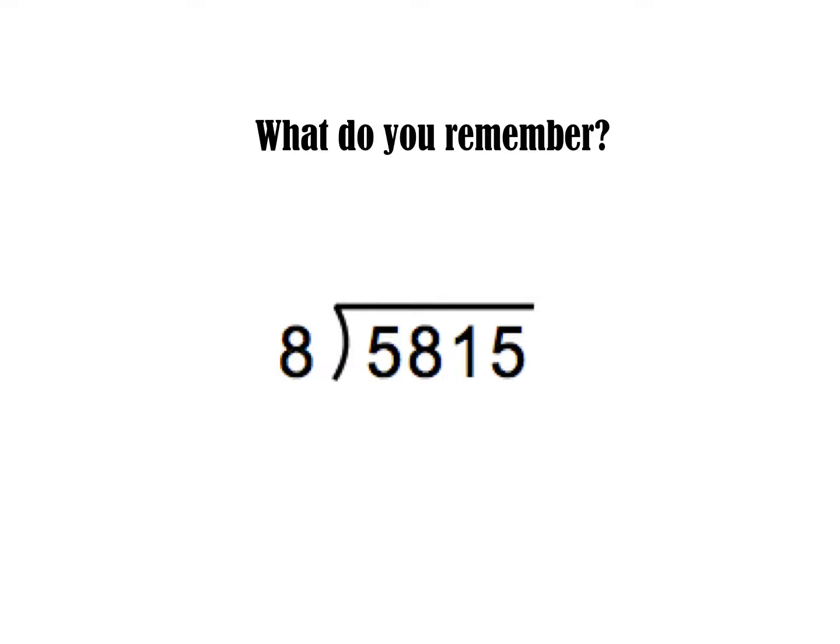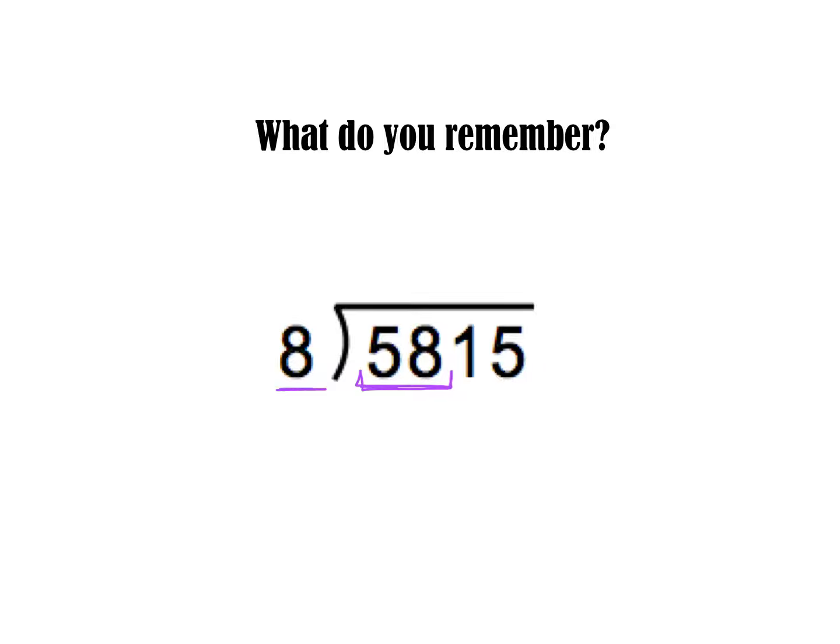Alright, so we're going to go back to 4th grade and see if you can do long division and take 5,815 and divide it by 8. So if you remember back, we're looking for how many times can 8 go into 5 evenly. Well, 8 can't go into 5 evenly because it's bigger, so we have to include the next number as well.